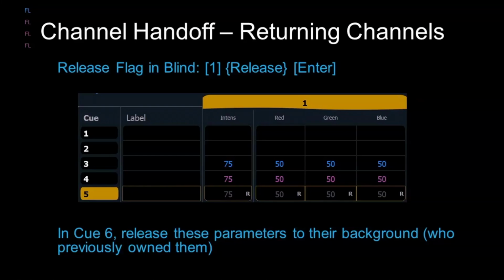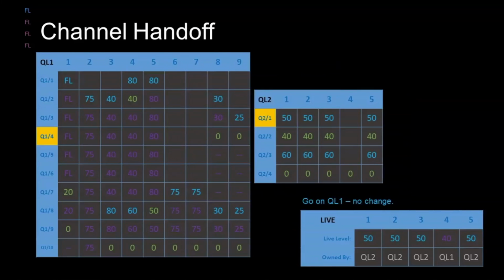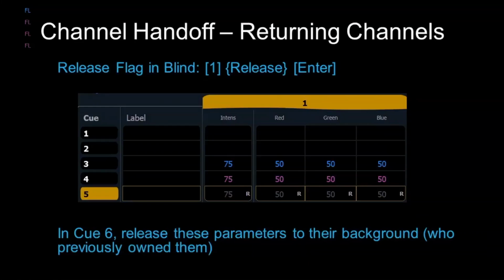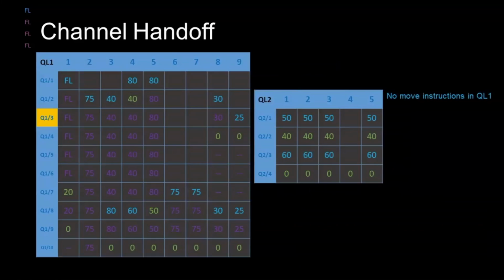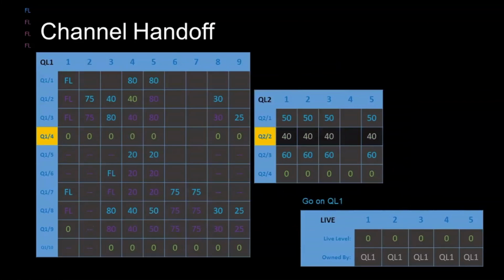If we look back at a different slide, here, don't forget that when Q2 took ownership of these channels, these values are still in the background, right? The board remembers that we stole these channels, but they used to belong to QList1 of those values.